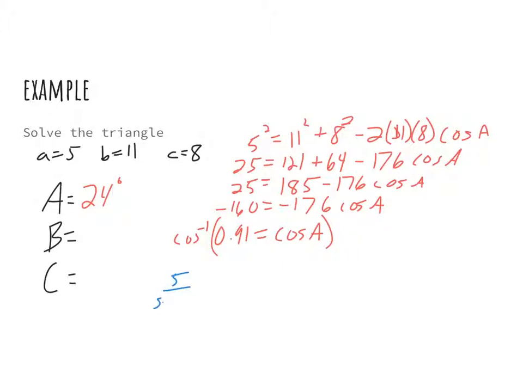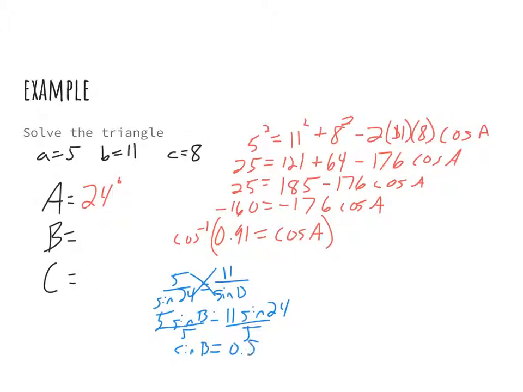I can do 5 over the sine of 24 is equal to 11 over the sine of B. Cross multiply, 5 times the sine of B is equal to 11 times the sine of 24. Divide both sides by 5. I get that the sine of B is equal to about 0.89. Inverse sine of both sides, I get to the nearest degree that B is about 63 degrees.